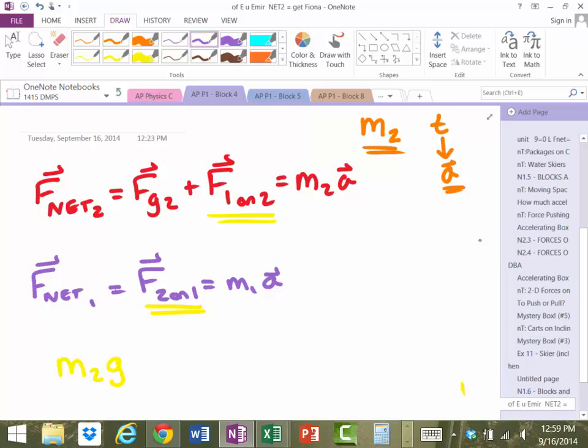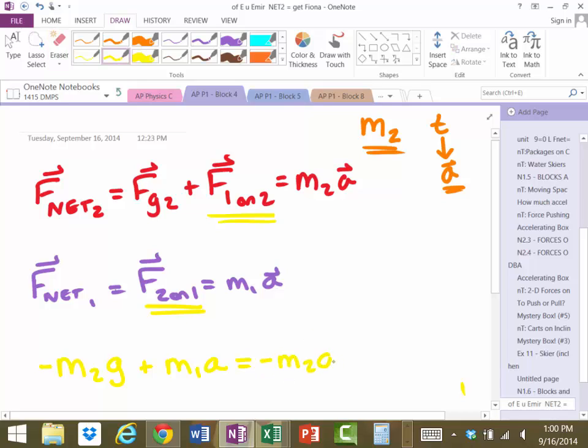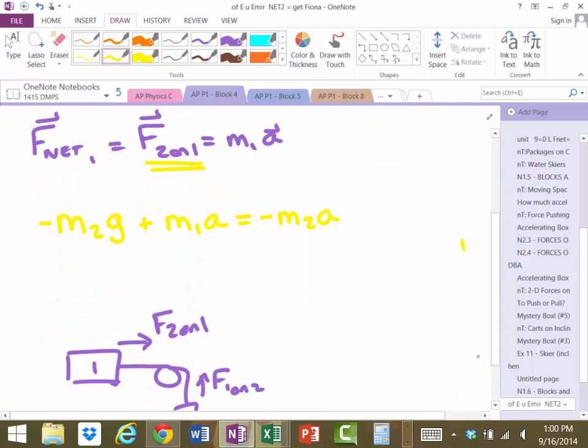Negative. Is F2 on 1 positive or negative? I'm going to write M1A, okay? Because these guys are the same, so I'm going to write that down. And then I'm going to write this one positive. Oops, I'm going to include that negative. Is that statement okay? Okay.